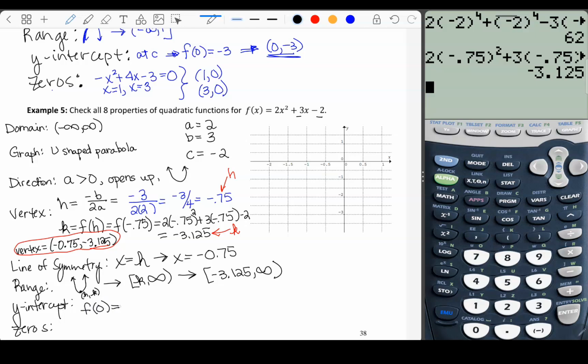The y-intercept is when x equals 0. It works out to the c value. If I plug a 0 into my function, I get a negative 2. So the y-intercept is going to be at (0, negative 2) on the y-axis.